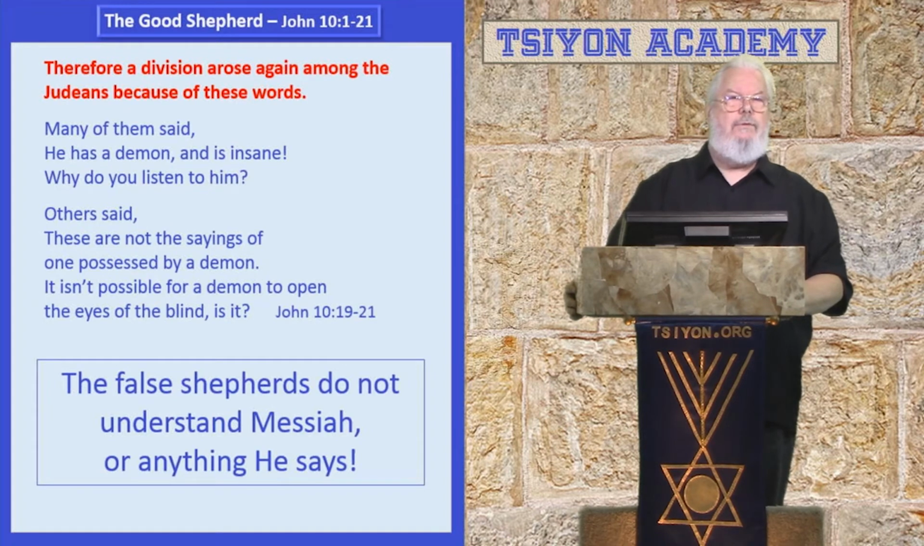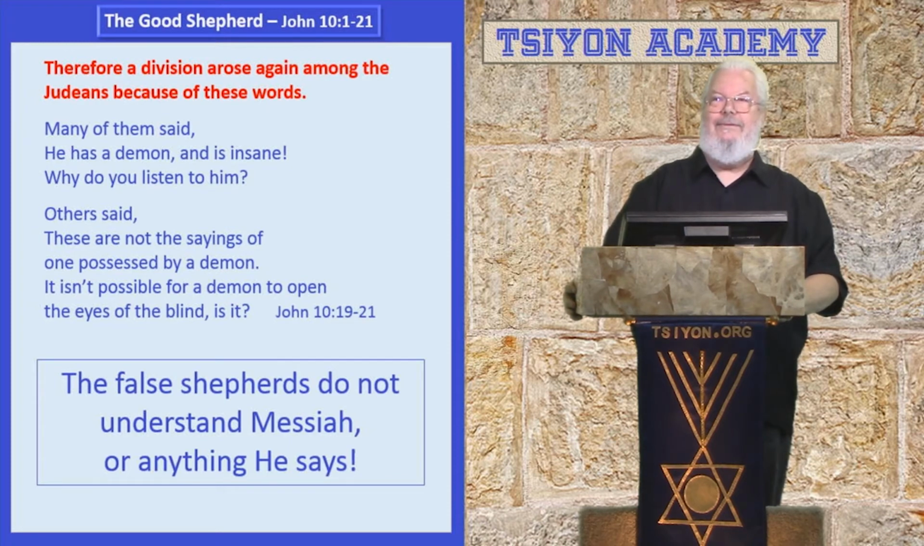Therefore, a division arose among the Judeans because of these words. Many of them said, he has a demon and is insane. Well, they've said that about me too. Why do people do that when they don't understand something or they feel threatened? He has a demon or he's insane.